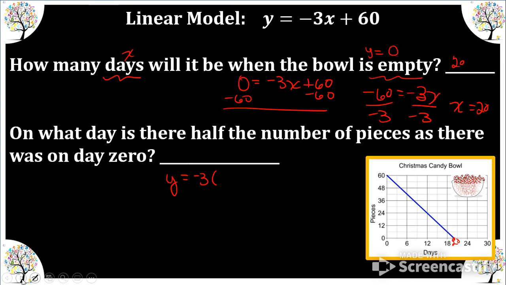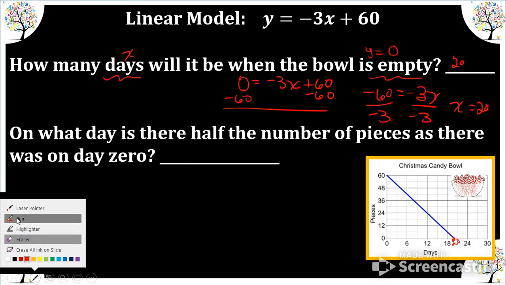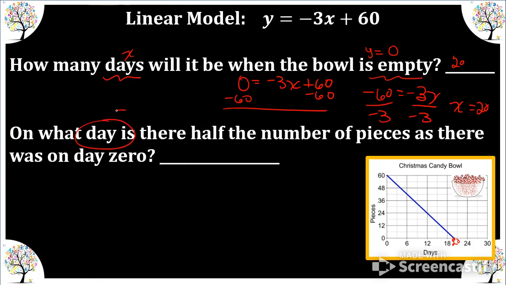Oh, no, we need to go the other way around. So we need to read that carefully. On what day, so that tells me right there, I'm looking for x. I don't know x. And I want to know when there's half as many as 60. So we're going to solve.